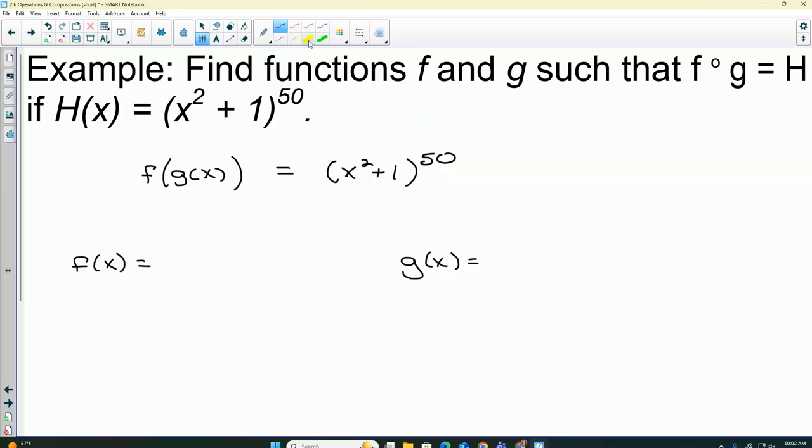My suggestion, the easiest way to approach it, start on the inside. What's on the inside over here? X squared plus 1. If you have parentheses, the inside is just in your parentheses. If you have a radical, it's the thing under the radical. If you have a fraction, it's like your denominator. Think of it as, if I'm going to plug in x, where do I begin? You would do x squared plus 1. That is function g.